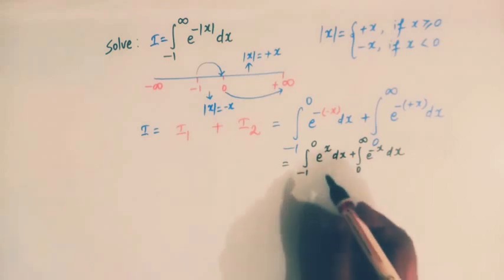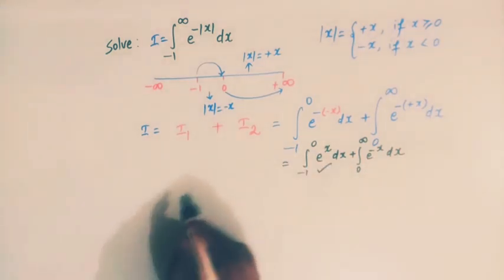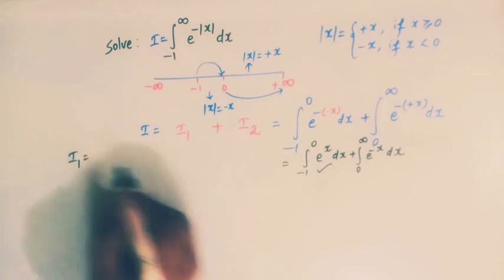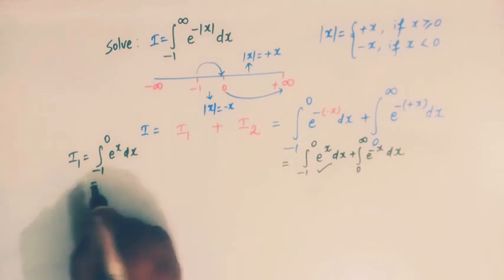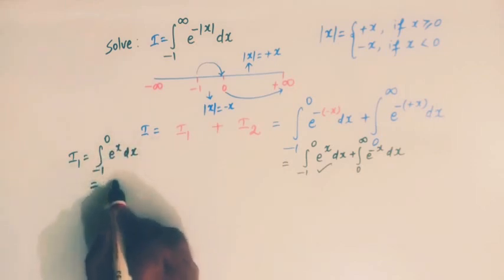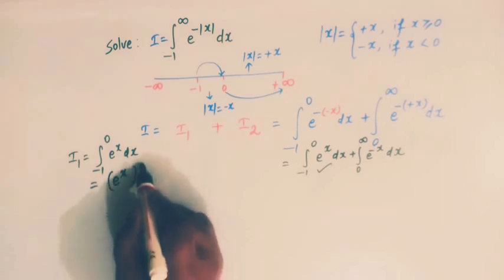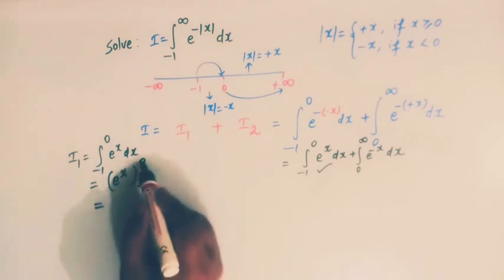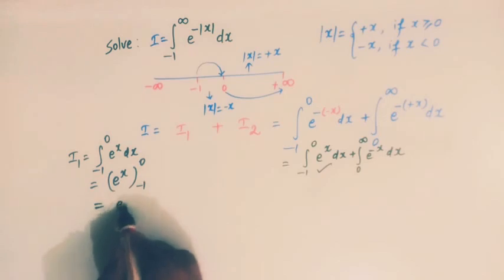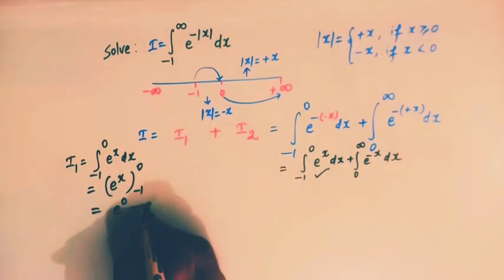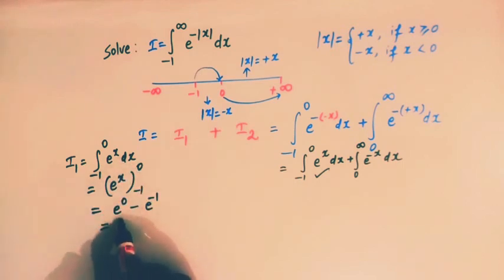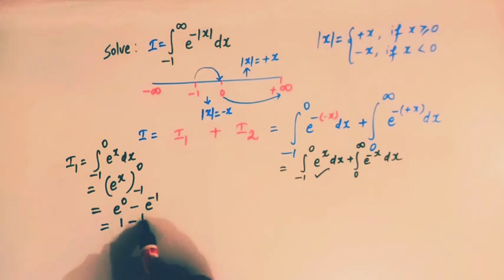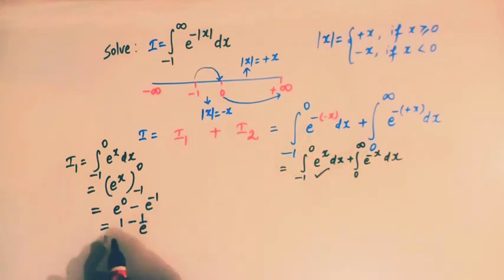Let us first take this integral. We have I1 equal to the integral from -1 to 0 of e raised to x dx. We know that the integral of e raised to x is e raised to x. Then we have the limits -1 to 0, and we substitute the limits and take the minus e raised to -1. Now we have e raised to 0 as 1, and this is 1 over e. So the value of this integral is 1 minus 1 over e.